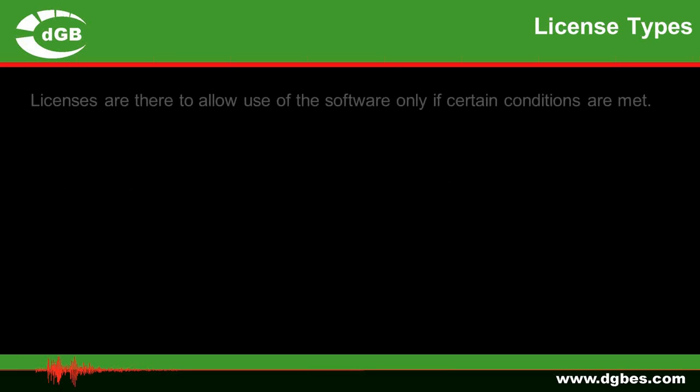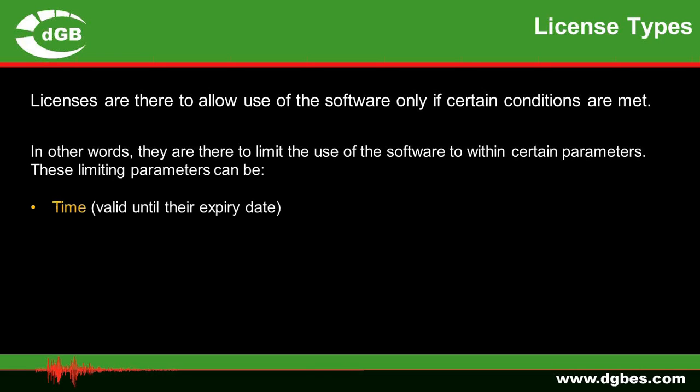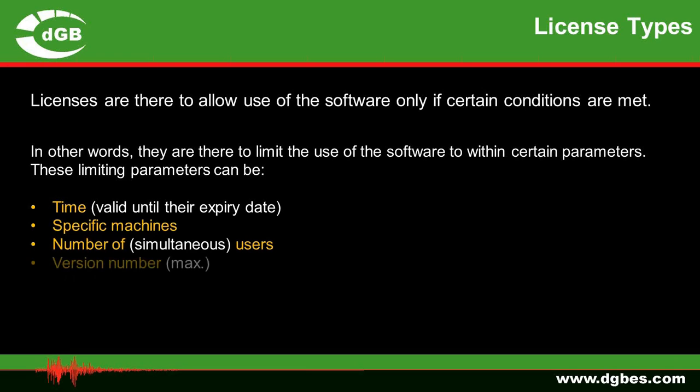Okay, now onto the license types. Licenses are there to allow the use of software only if certain conditions are met, or, in other words, they are there to limit the use of software to within certain parameters. And these parameters, in our case, are time. In other words, we can set an expiry date for the license. Specific machines, the number of simultaneous users, and the version number of the software.